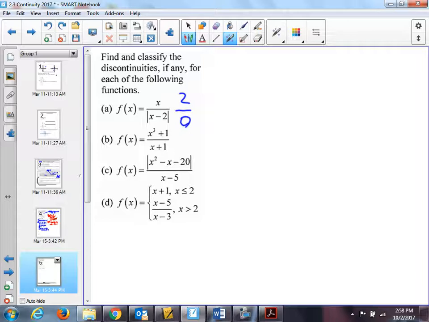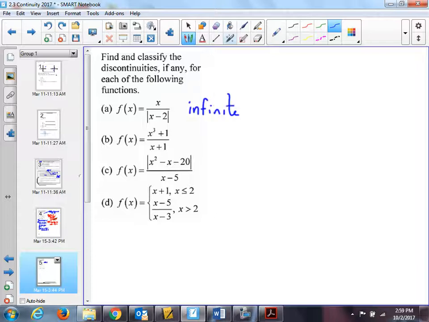A discontinuity happens when you have something like 5 divided by 0. Because we looked at limits before, and if you can't remember, you can't remember. They're infinite. Remember, if you take a number divided by 0, as you approach 2, you'll get an infinite discontinuity. Okay, so this is infinite.